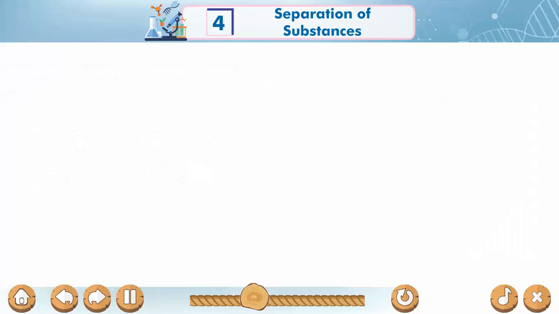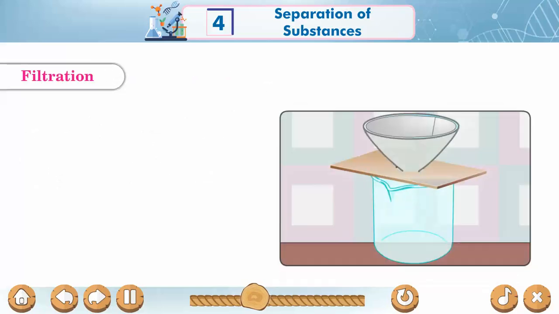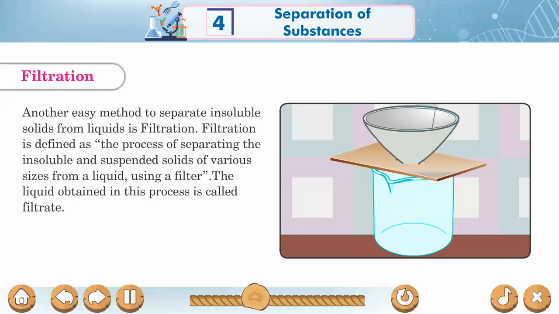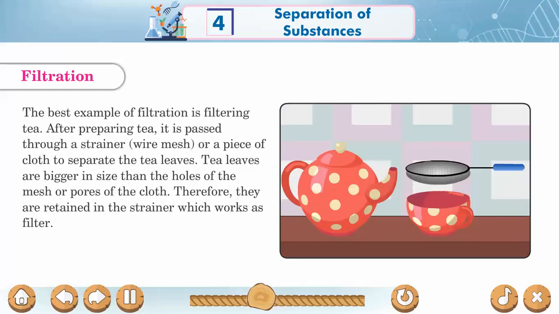by decantation. Filtration. Another easy method to separate insoluble solids from liquids is filtration. Filtration is defined as the process of separating the insoluble and suspended solids of various sizes from a liquid using a filter. The liquid obtained in this process is called filtrate. The best example of filtration is filtering tea.